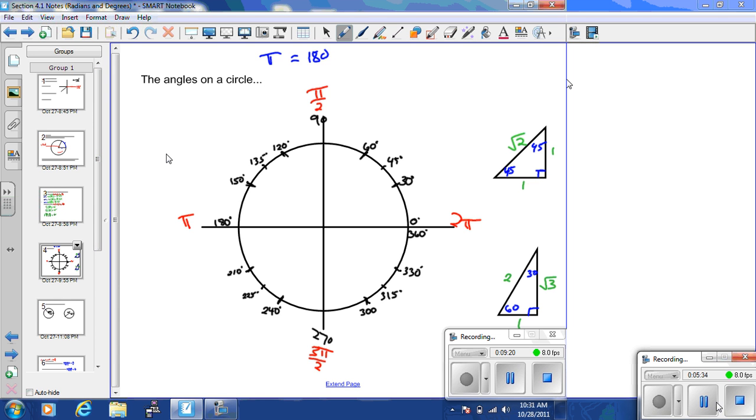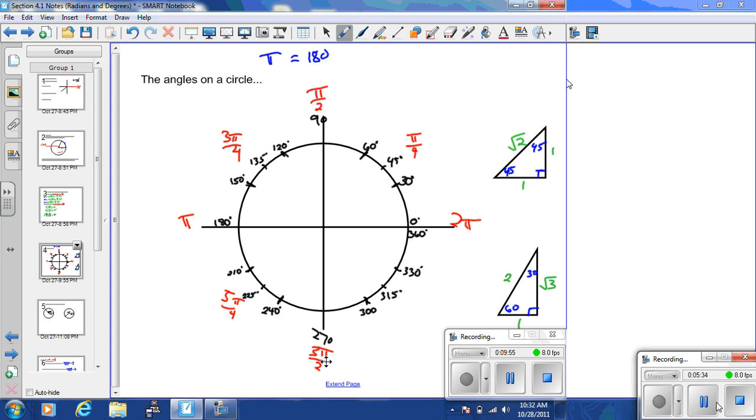Now, if pi over 2 is 90, and I know that 45 is half of 90, I'm going to take half of pi over 2, and I'm going to get pi over 4. Now I'm going to count by pi over 4. So I'm going to get all the 45-degree intervals around the circle. Here's 1 pi over 4, 2 pi over 4. I've already got that one. Here's 3 pi over 4. We got 4 pi over 4, but that's already good. 5 pi over 4 down here.